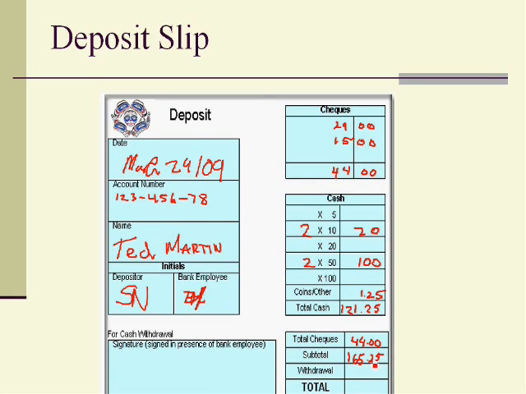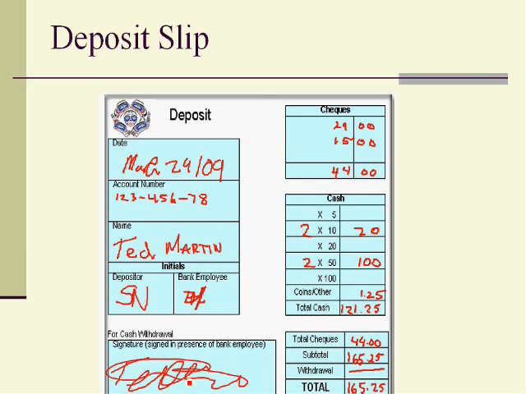Now, if I was depositing this into my own account, I could make a withdrawal at the same time, but only if I'm depositing it into my own bank account, in which case I would put the amount here. If I'm not, I just put a line through it. My total is $165.25. And again, my online signature made with a mouse, which doesn't look anything like my real signature.